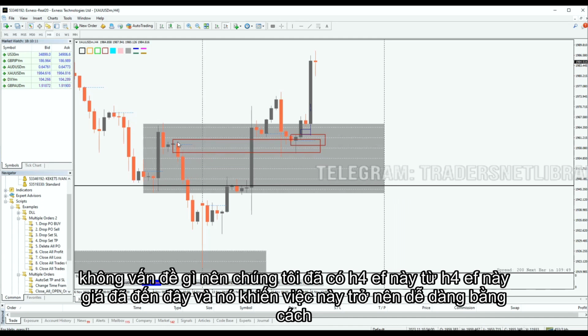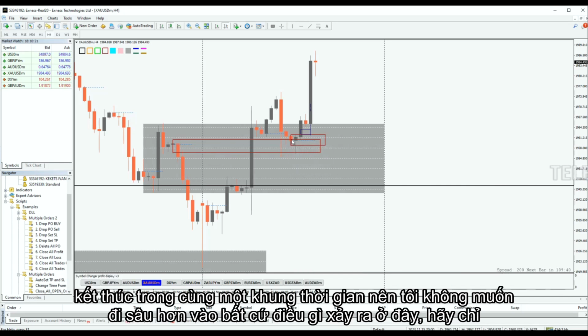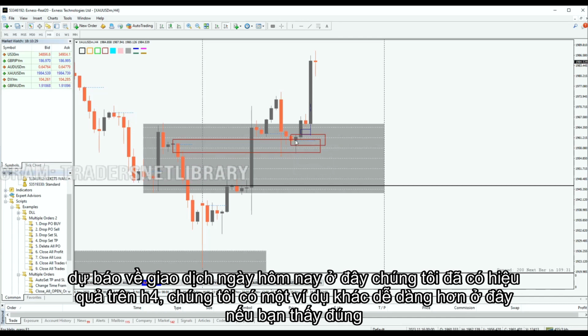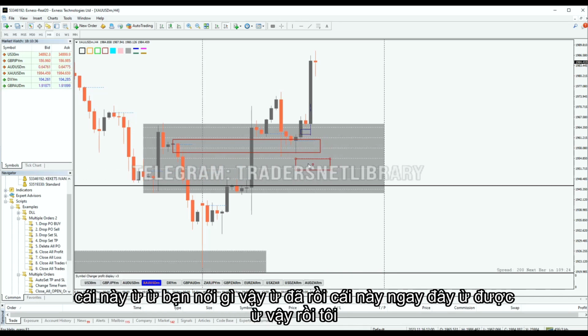So we had this H4 EF. From this H4 EF, the price came here and it made this EG buy in the same time frame. I don't want to go deeper into whatever happens here. Let's just focus on today's trade. We had EF on H4. We have another EG here, if you can see it, right? This H4 EG.